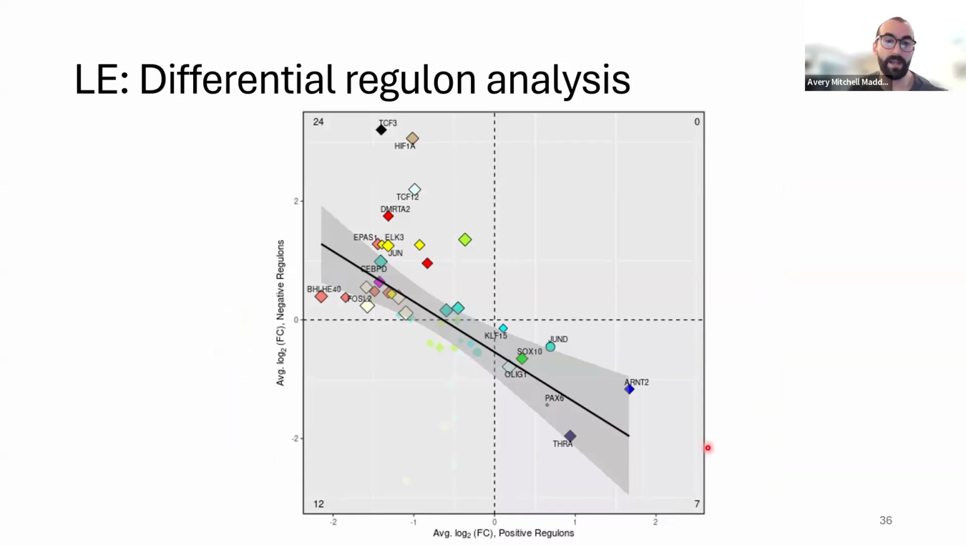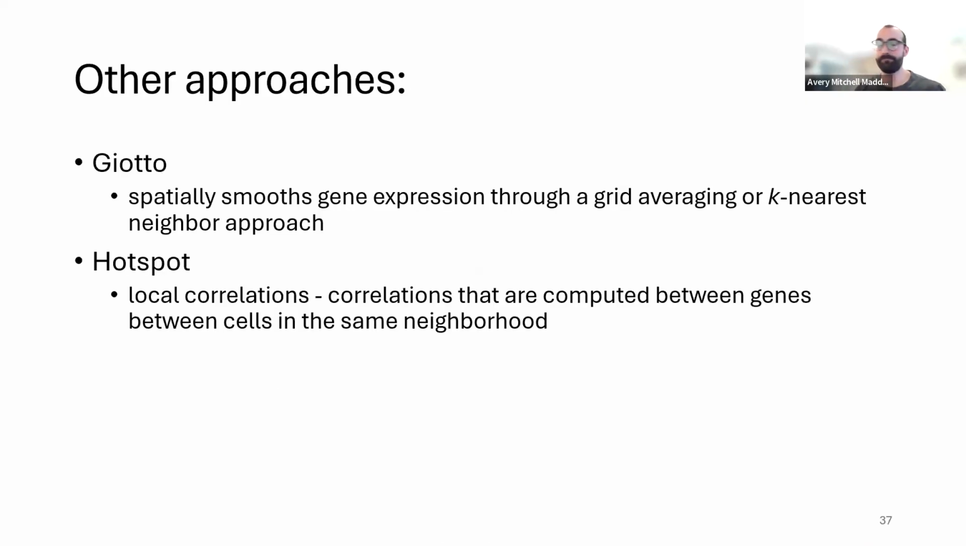And finally, again, in M3, we find this differentially expressed ARNT2 regulon. So that's kind of the bulk of the analysis of using hdWGCNA for glioblastoma.